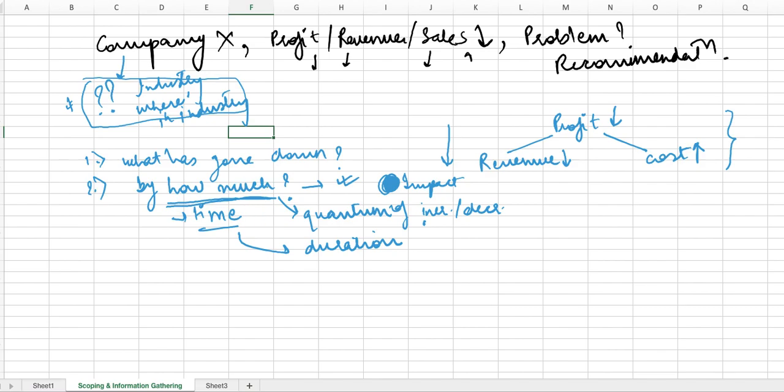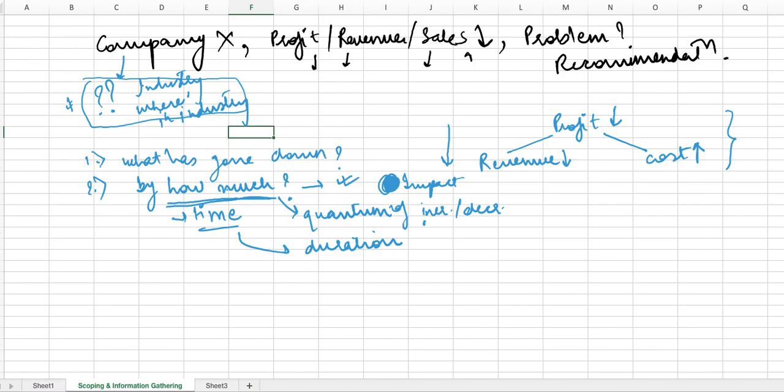Not actually confused, but after you solve a lot of cases, these things you don't write actually. So when somebody tells you that for company X the profit or revenue has decreased by this much, the first question I always ask is what has gone down. Okay, profit has gone down. Now profit can go down in two ways: revenue going down, cost going up, or again revenue going down as well as cost going up. And when this level of clarity is gained, then I basically ask by how much. Why is it a concern?